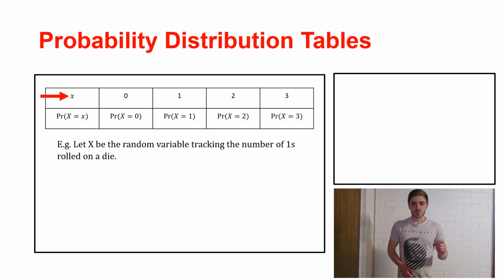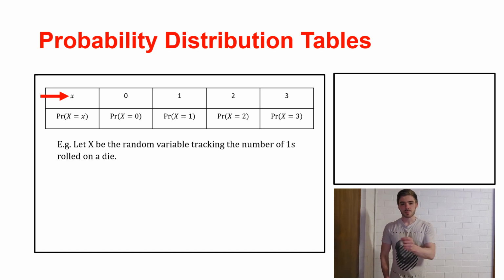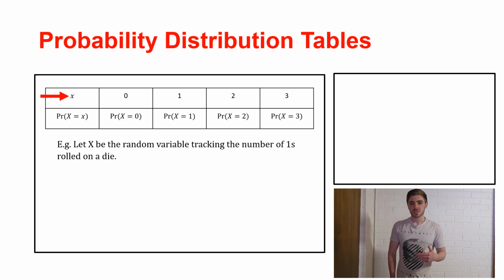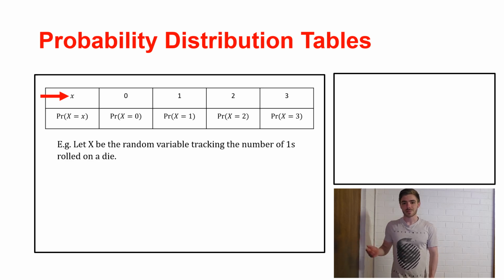The top row is denoted by little x, and that represents the possible numbers that capital X could be. For example, if we're rolling the die 3 times, then our possible outcomes could be anywhere between rolling no 1s on the die, capital X equals 0, and rolling 3 1s on the die, capital X equals 3. The second row is then the probability of any of those outcomes occurring.